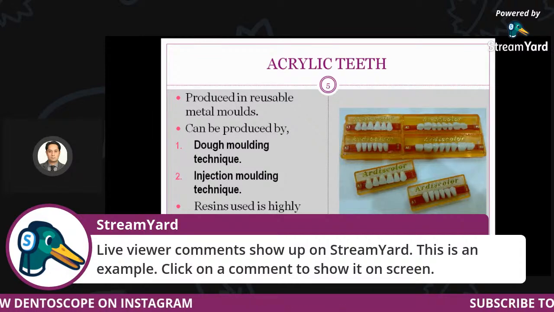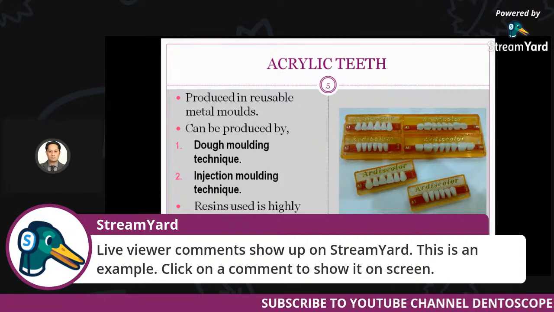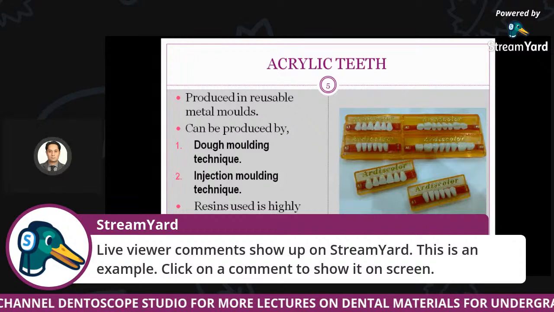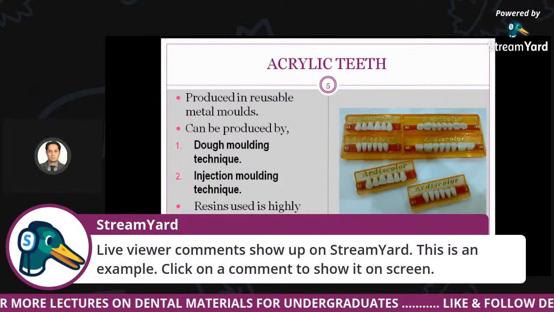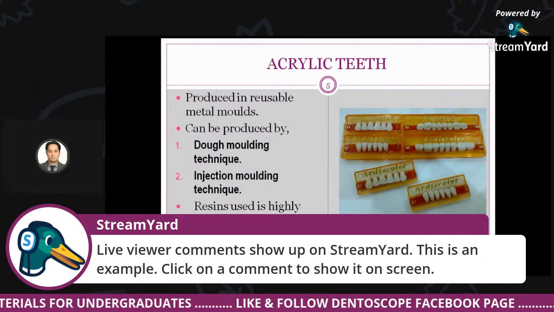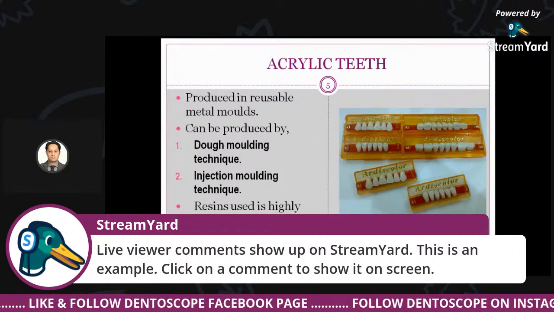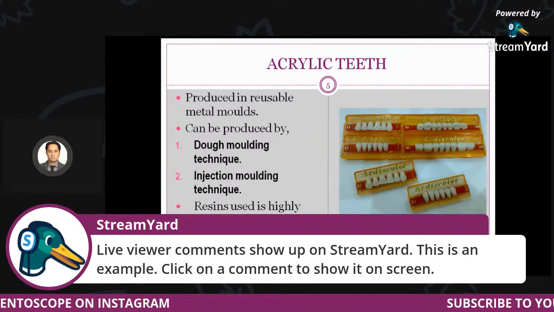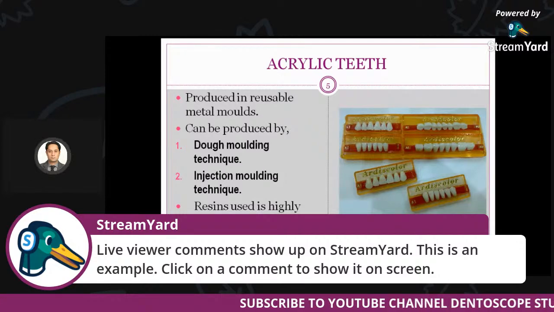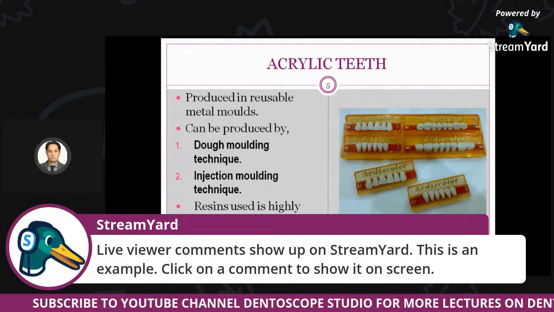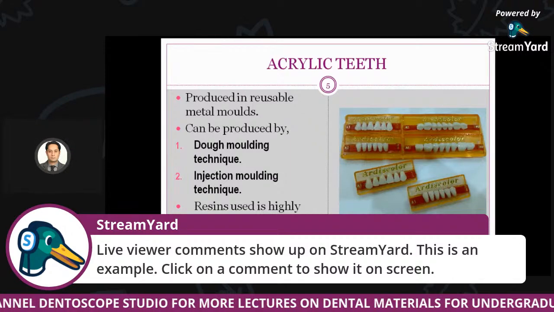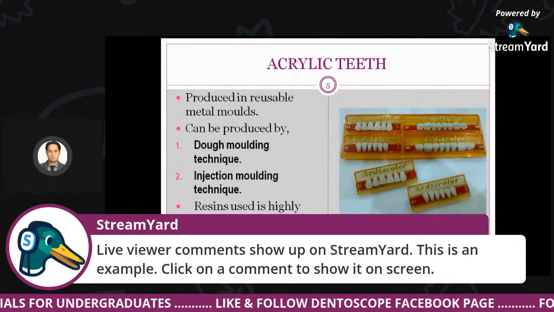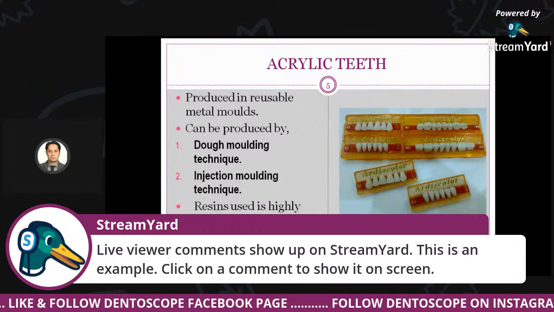Well, then you can add the tooth-colored pigments into those artificial acrylic teeth. Well, if we see the shade guide, it has different shades, A1, A2, A3, B1, B2, B3, and so on. So different tooth-colored pigments are added at different points of time to fabricate acrylic teeth having different shades. So we can use different shades to match exactly with the tooth color of the patient. So that's why the tooth color pigments are added for the aesthetic point of view.